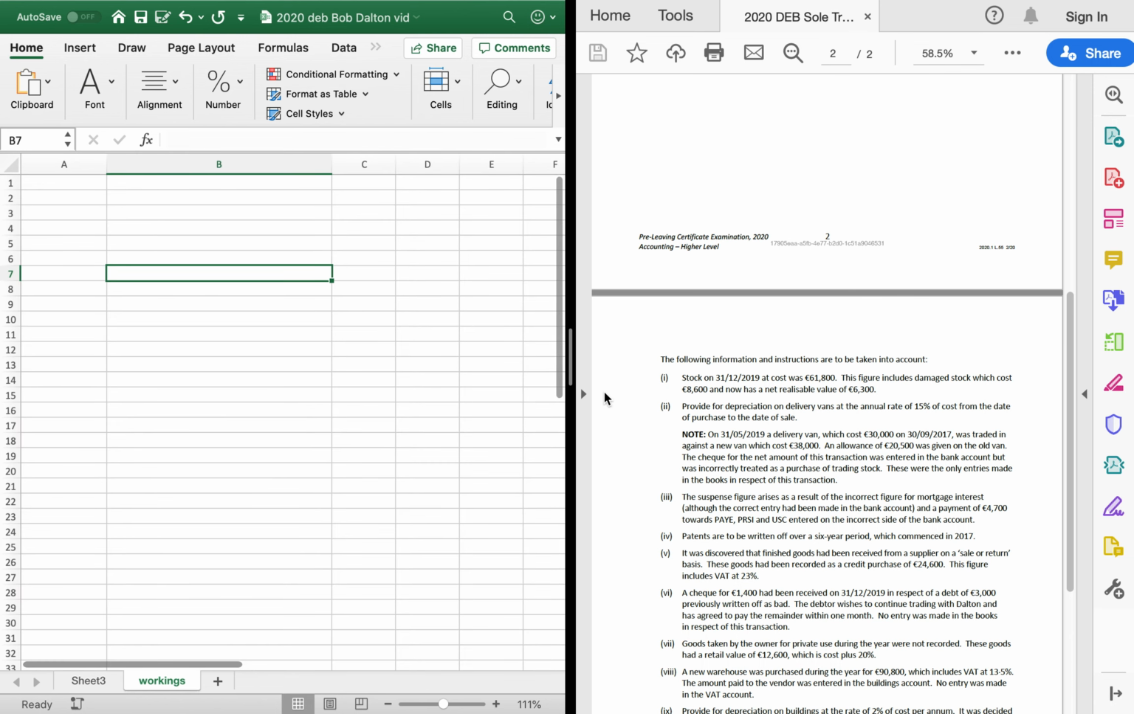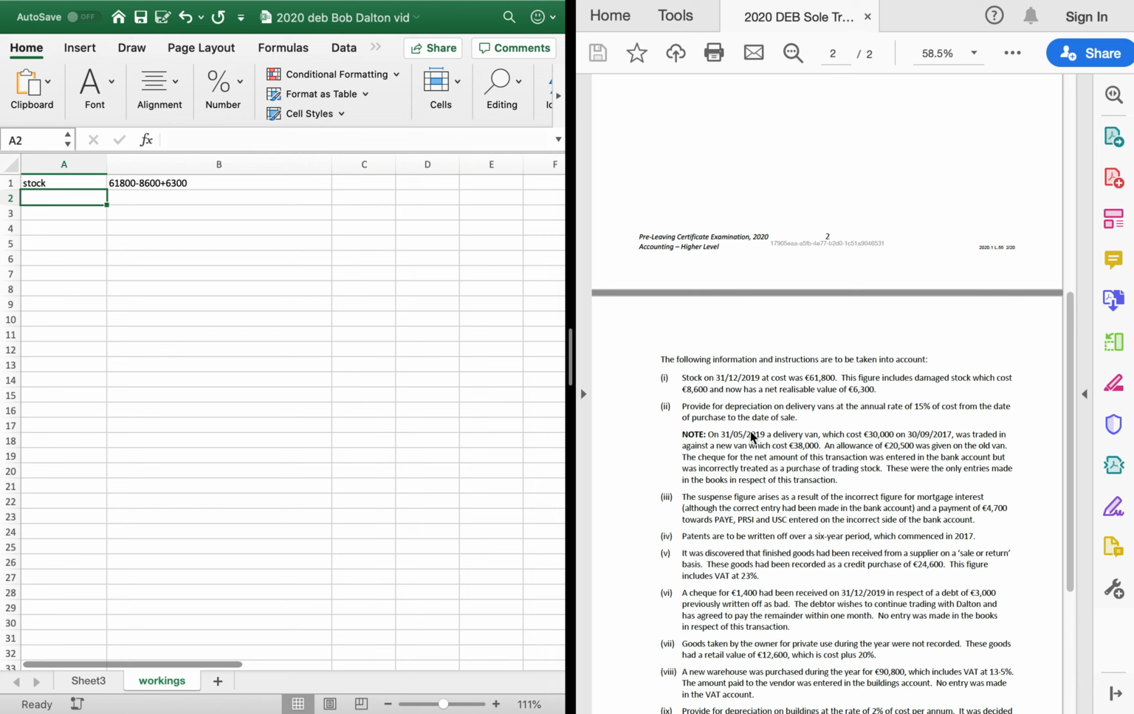So the first working is your stock working. So that's your general damage stock working. So stock cost was 61.8, and that includes damage stock which cost 8.6. So take that away and then add on its value, which is 6.3. So just add those on. So that's that one done. So easy enough. Second one is your depreciation working.